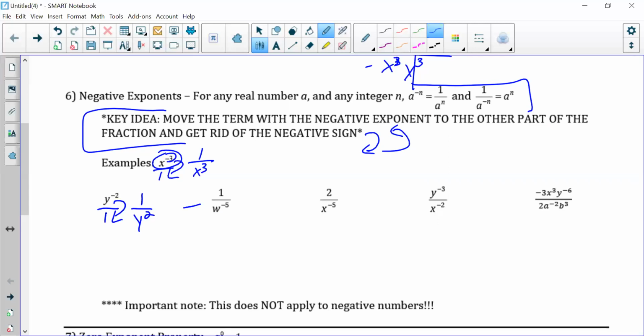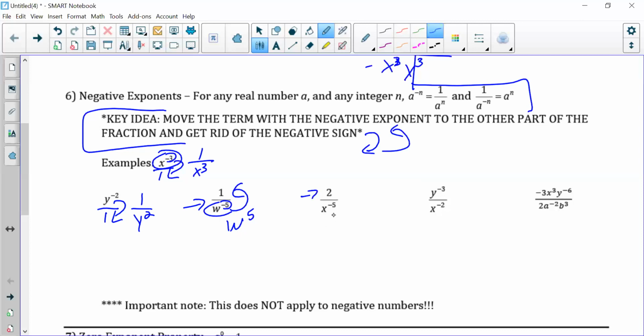All right, here's our first one where we have a negative on the bottom. We don't like negative exponents, so we're going to flip this entire piece up to the top. So this becomes w to the 5th over 1. But anything over 1, we don't even really need to say over 1, so we just say w to the 5th.